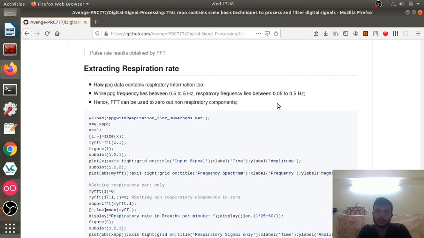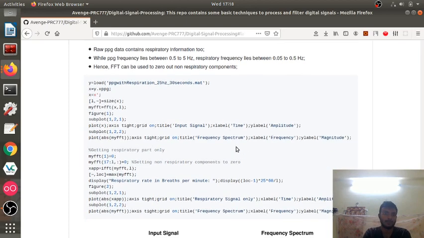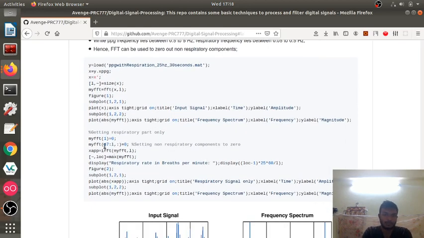Since the frequency lies between 0.05 to 0.5 Hz, that means our k·Fs/N should be between 0.05 to 0.5 Hz. Now Fs is the 25 Hz sampling frequency and N is 750. So k should be between 1.5 to 15, that is between 1 to 15. So in Arduino we have to zero out from 16, and in MATLAB we have to zero out from 17. That's why we have zeroed it from 17.